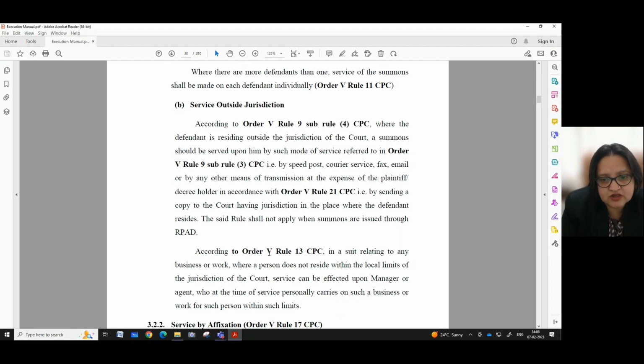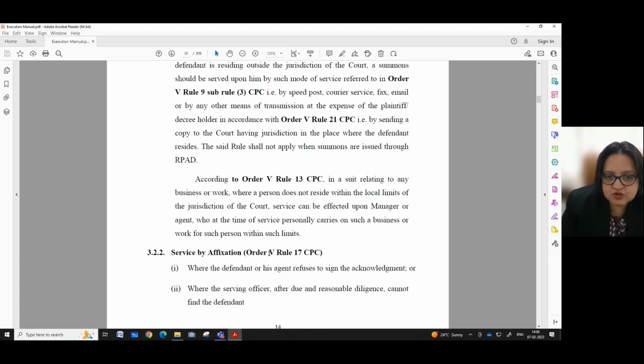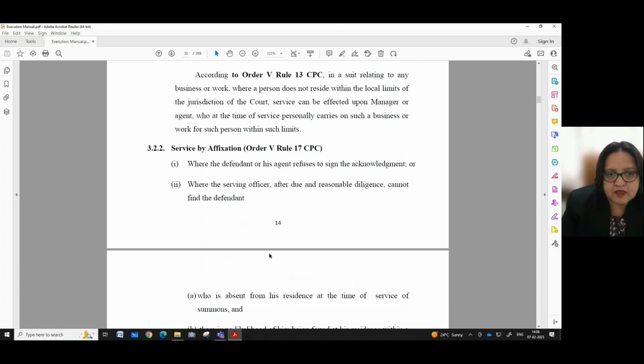According to Order 5, Rule 13 CPC, in a suit relating to any business or work where a person does not reside within the local limits of the jurisdiction of the court, service can be effected upon the manager or agent who at the time of service personally carries on such a business or work for such person within such limits.